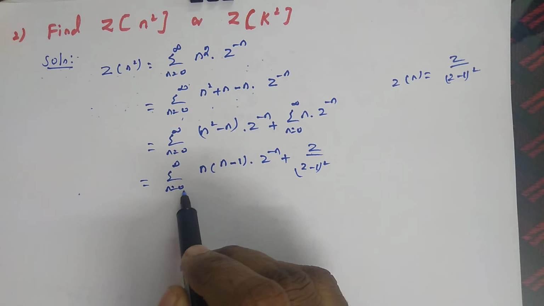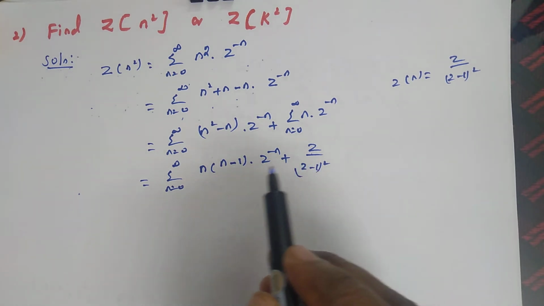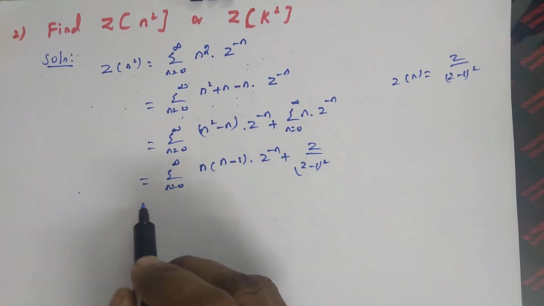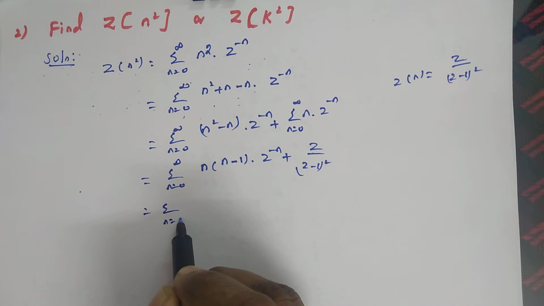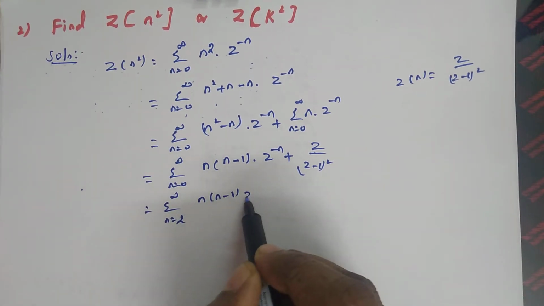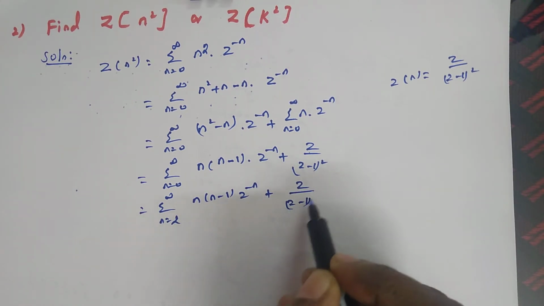So now we are going to give values for n. If n equal to 0, 0 and anything, the full term will become 0. And n is equal to 1 also, this will become 0. So we can start the value from n equal to 2 to infinity, n into n minus 1, z power minus n, plus z by z minus 1 the whole square.